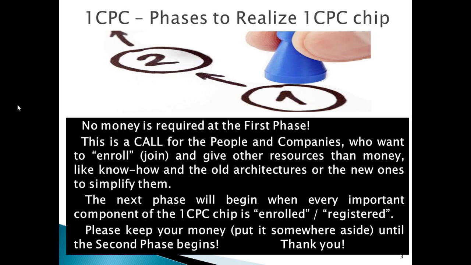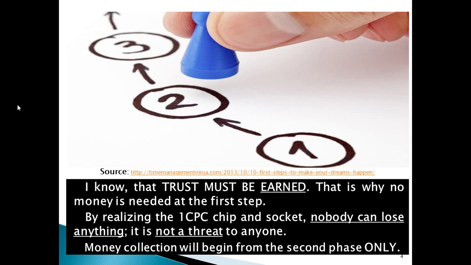Thank you. I know that trust must be earned. That is why no money is needed at the first step. By realizing the one CPC chip and socket, nobody can lose anything. It is not a threat to anyone. Money collection will begin from the second phase only.